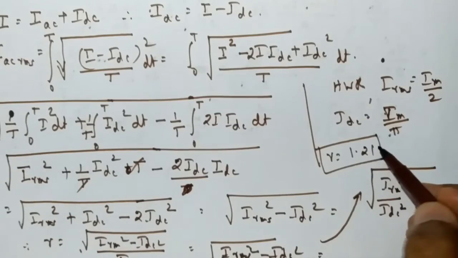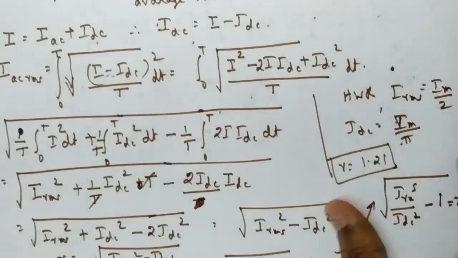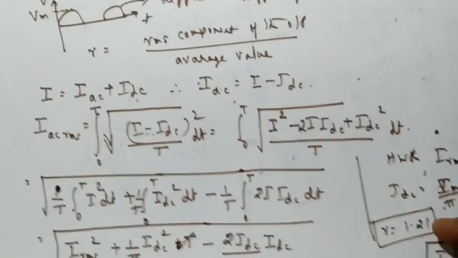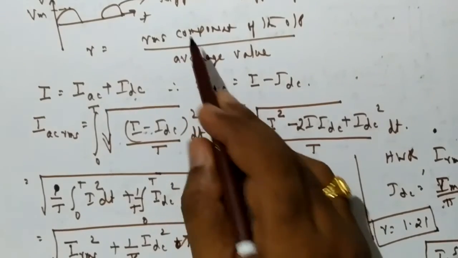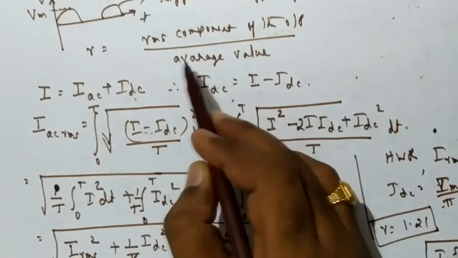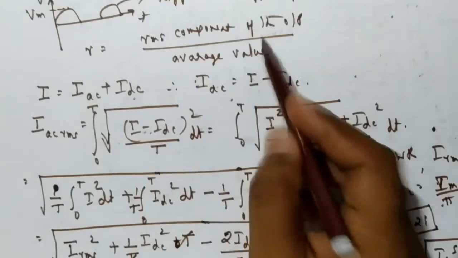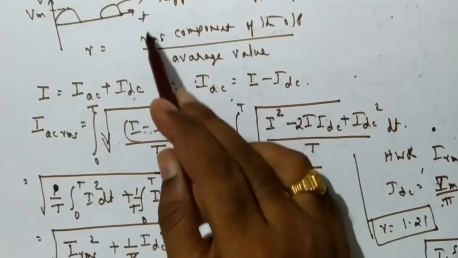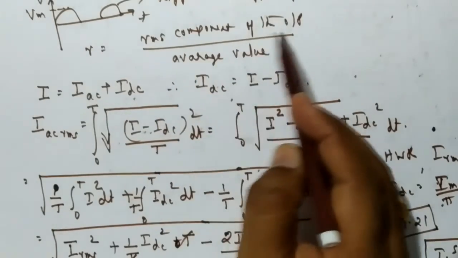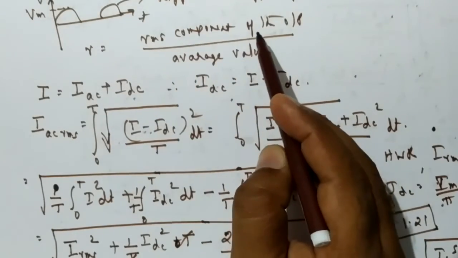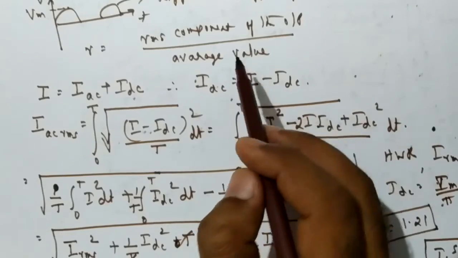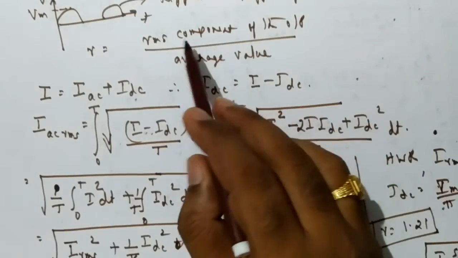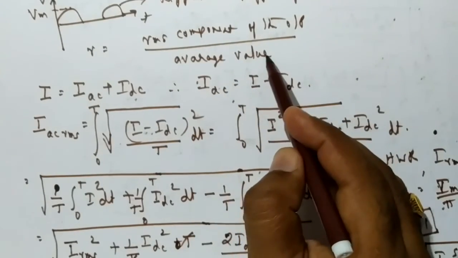Now, what do you mean by a ripple factor of 1.21? Ripple factor is the ratio of the RMS component of the output divided by the average value. If the ratio is more than 1, then the AC component, that is the numerator, will be more. That is actually one disadvantage of a half wave rectifier, the AC component will be more than the DC component. Now we will derive the expression for the efficiency.